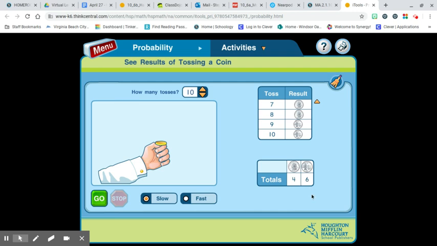10 stays the same because that's how many tosses you made. That is the whole set. And the parts are 4 and 6. So this would be 4/10, and this would be 6/10.